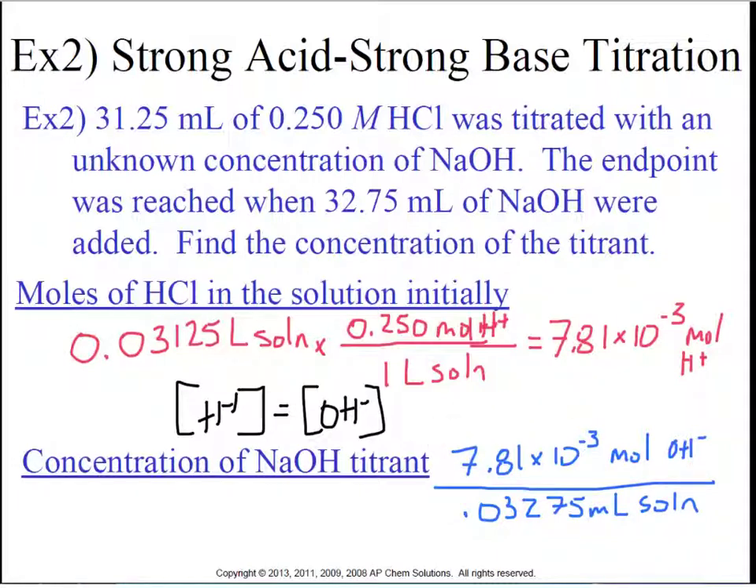And so if we're going back and trying to figure out what the concentration of our original sample was, there was that many moles of hydroxide in 32.75 milliliters of sodium hydroxide. So that means the concentration of our original sample would have been 0.238 molar.